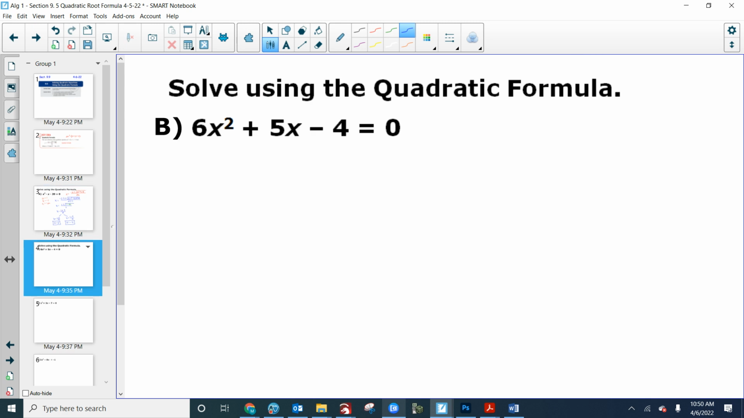All right. Write down the quadratic formula and label A, B, and C. And then we'll do it together.